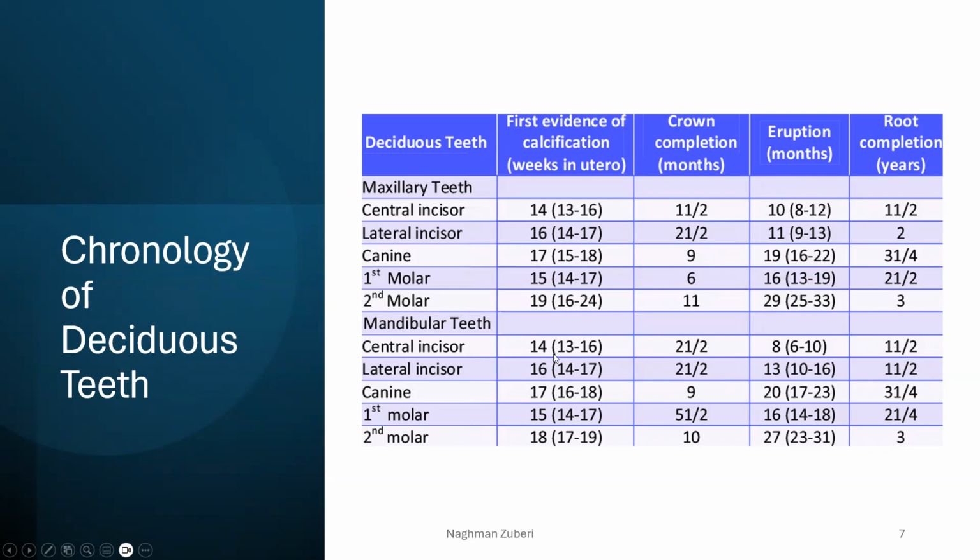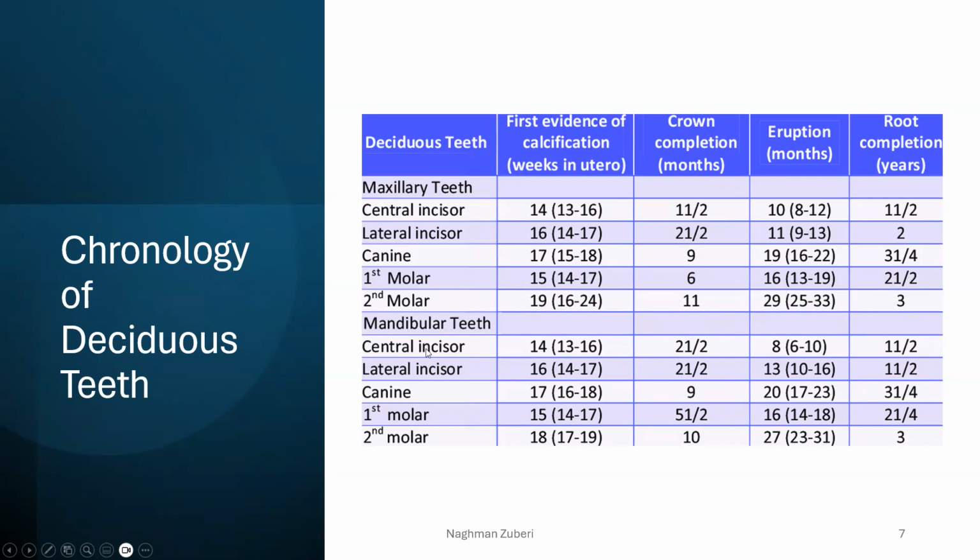Maxillary second molar: first evidence of calcification is at 19 weeks in utero, with a range of 16 to 24 weeks. Crown completion is at 11 months, and it erupts on average in the 29th month, with a range of 25th to 33rd month. Root completion is at 3 years.